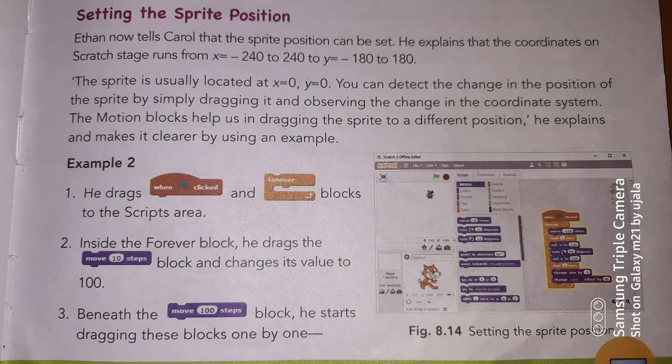He explains and makes it clearer by using an example. Example 2. He drags when flag clicked and forever blocks to the scripts area. Inside the forever block, he drags the move 10 steps block and changes its value to 100. Beneath the move 100 steps block, he starts dragging these blocks one by one.